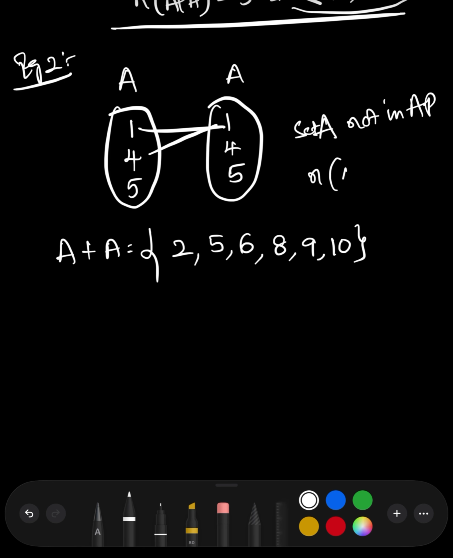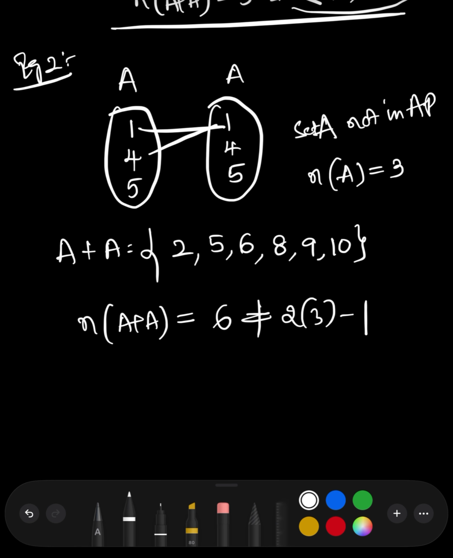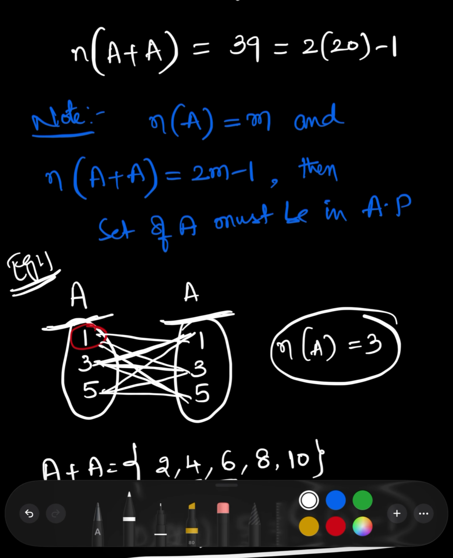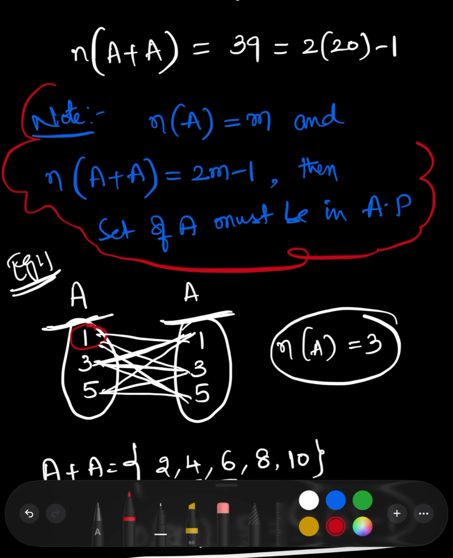If you observe clearly here, n of A equals 3, and the set of values in A is not in AP. Observe n of A plus A here. n of A plus A is 6, which is not equal to 2 times 3 minus 1. So this formula is applicable, that is a very, very important formula. This formula is applicable only if the set A has elements in AP, and n of A equals m, then n of A plus A equals 2m minus 1.